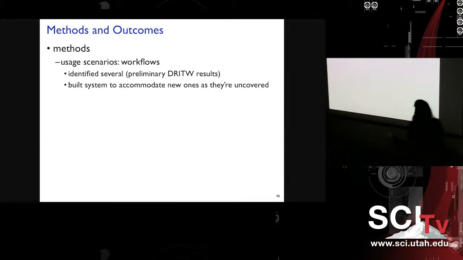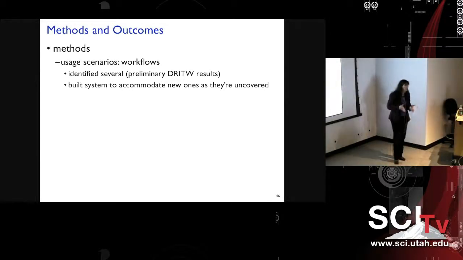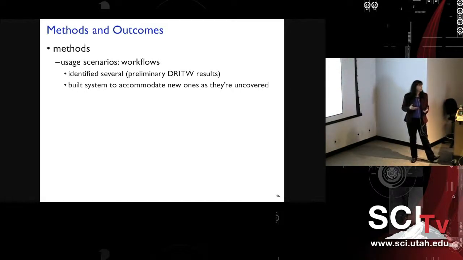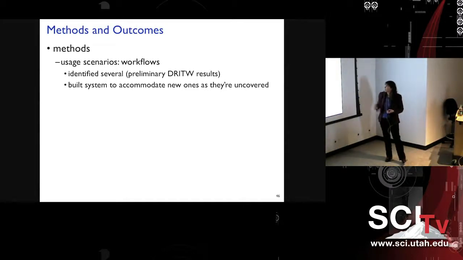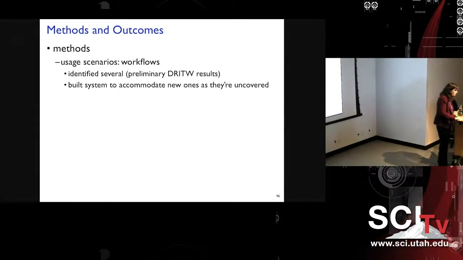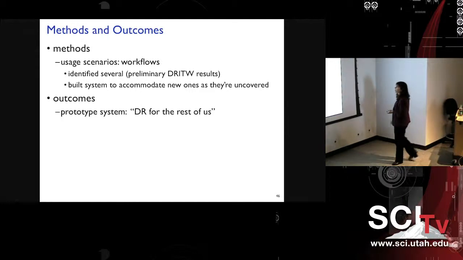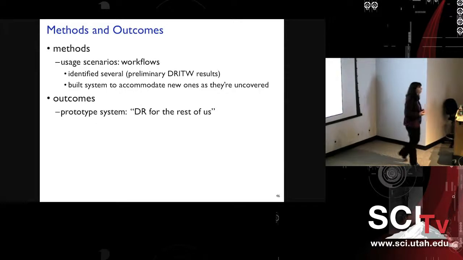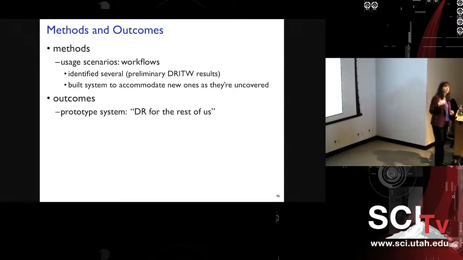So back to methods and outcomes, one of the things we did here is try to talk a lot to users and understand what are the workflows they do in this kind of data analysis. And with the preliminary results from the DR in the Wild project, we did come up with several, and those are the ones that we built in as examples, and we also tried to make sure that the system knew new ones as people uncovered them. So in terms of outcomes, what we built is a prototype system where our buzzword was DR for the rest of us. That is, for people that aren't necessarily already experts in dimensionality reduction, in part because we found that a lot of people were using these methods with only partial understanding of whether or not they were appropriate.